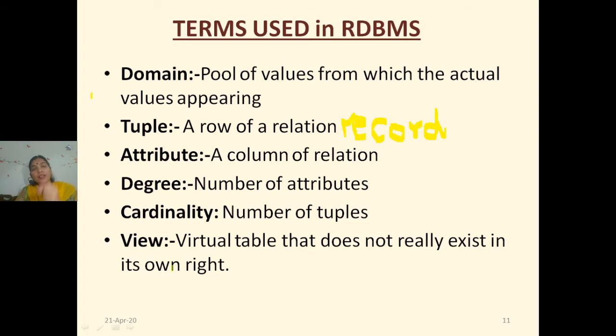Now I am again saying the terms: domain, tuple, attribute, degree, cardinality, view. There are a few more terms, but first these primary terms. So domain, the pool of values from which the columns or attributes of any database derive their values. Tuple, the record or the row. Attribute, the column. Degree, the number of attributes. Cardinality, the number of tuples. View, the virtual table. We are going to discuss them in the next slide.